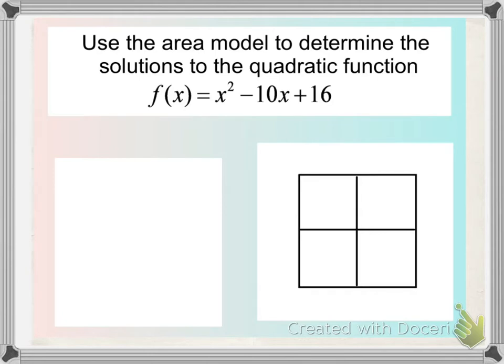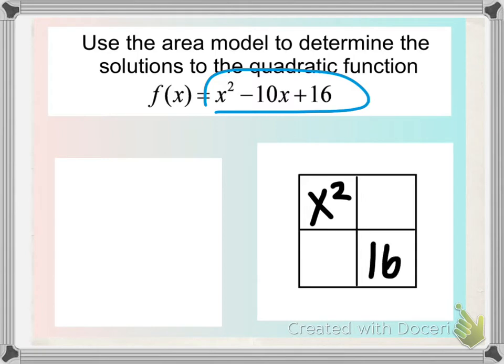Let's do another one. If I want to factor x squared minus 10x plus 16, let's start by putting x squared in the first box and 16 in the last box. But I notice that I have a negative here, so I've got to remember the negative. When I think of my factors, what factors give me x squared? x times x is x squared. And then I want to think, what factors will give me 16?